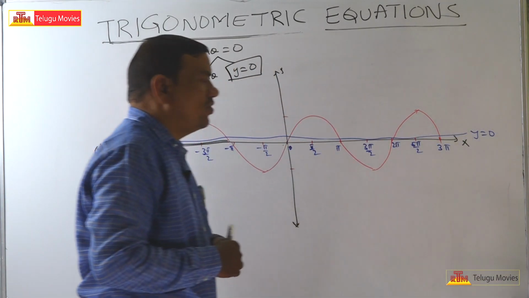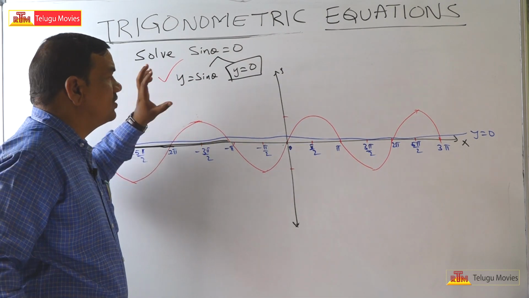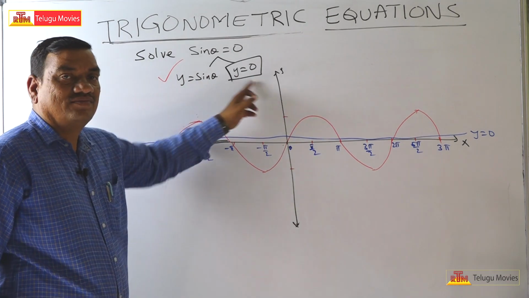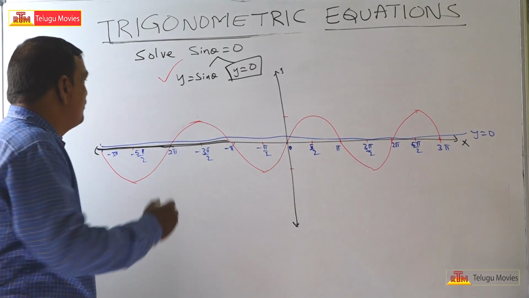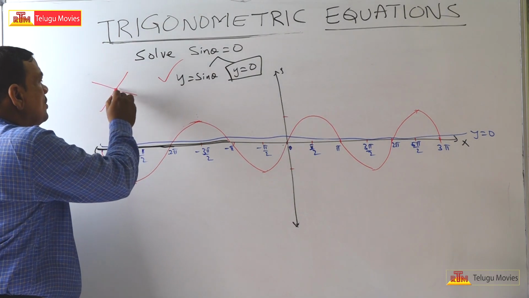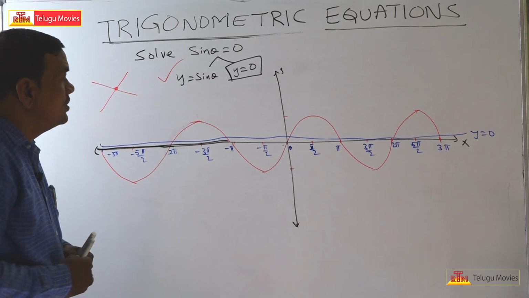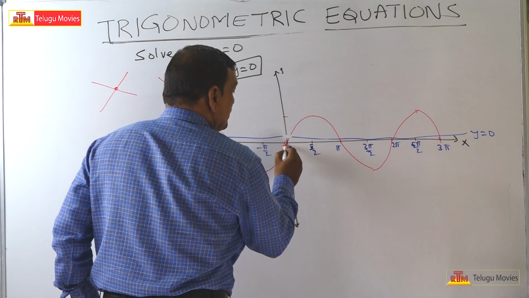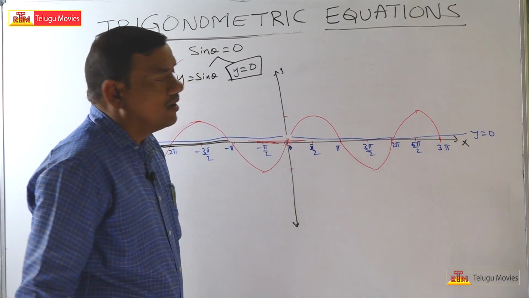Whatever may be, if you want to get a solution, we have to find the point of intersection of these two curves. If you want to find the solution, you have to find the point of intersection of those two. Of course, this straight line coincides with the x-axis.